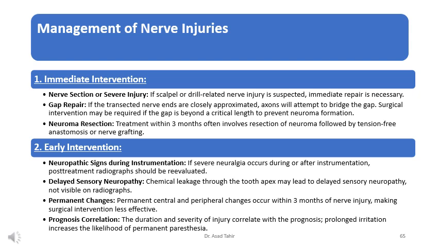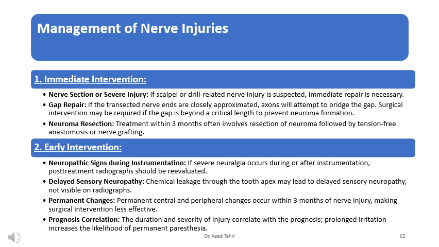Early intervention. Neuropathic signs during instrumentation. If severe neuralgia occurs during or after instrumentation, post-treatment grafts should be re-evaluated. Delayed sensory neuropathy. Chemical leakage through the tooth apex may lead to delayed sensory neuropathy, not visible on radiographs.